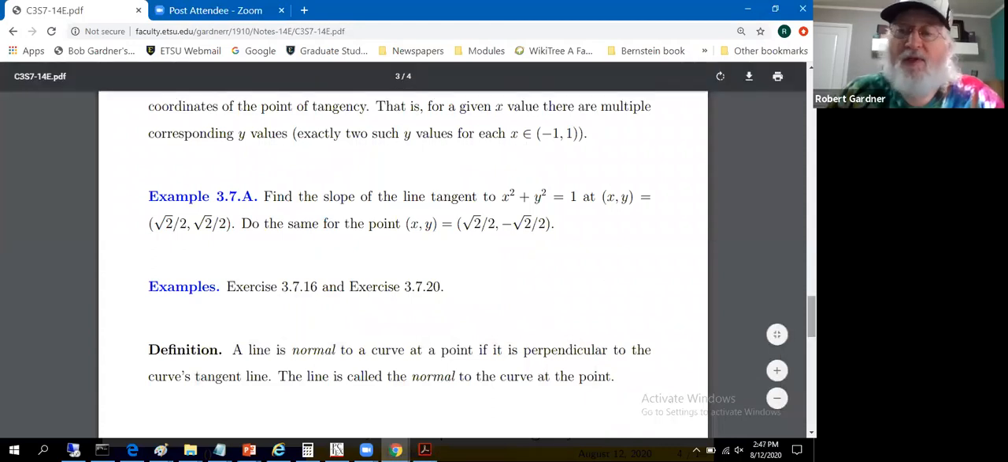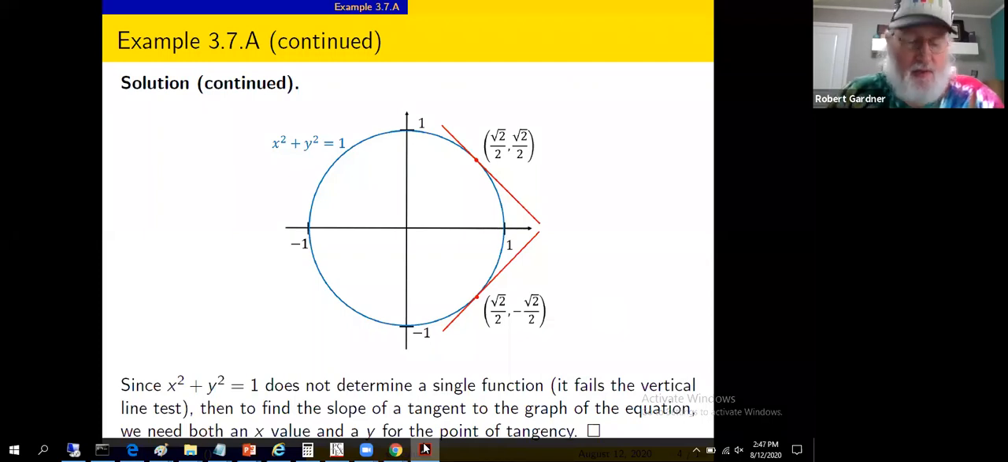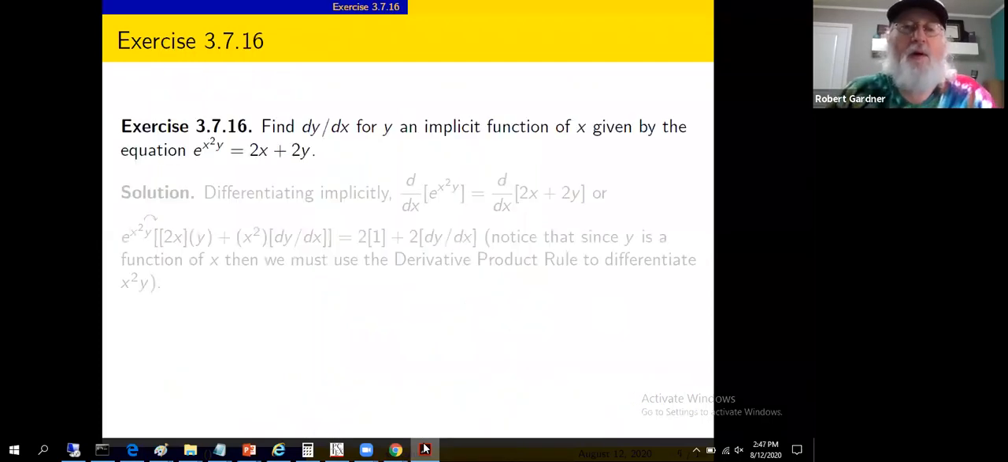Let's do a couple more examples. Okay, let's do number 16 and 20. All right, where they just ask us to find derivatives, differentiating implicitly. So we're illustrating the procedure. Find dy/dx for y, an implicit function of x given by this equation: e to the x squared y equals 2x plus 2y.